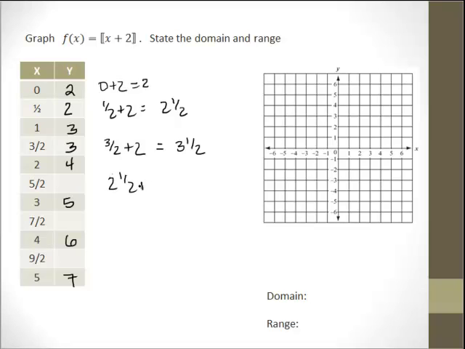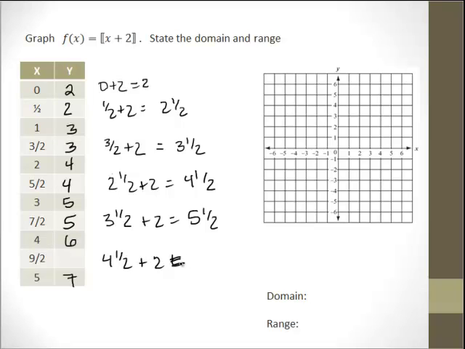5/2 plus 2, that's 2.5 plus 2, or 4.5. The greatest integer just less than 4.5 is 4. 7/2 is 3.5. 3.5 plus 2 is 5.5. The greatest integer just less than 5.5 is 5. 9/2 is 4.5, and 4.5 plus 2 is 6.5. And the greatest integer just less than 6.5 is 6.